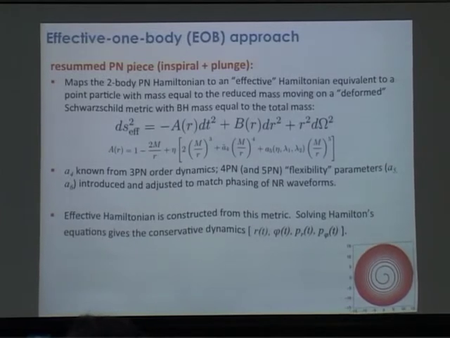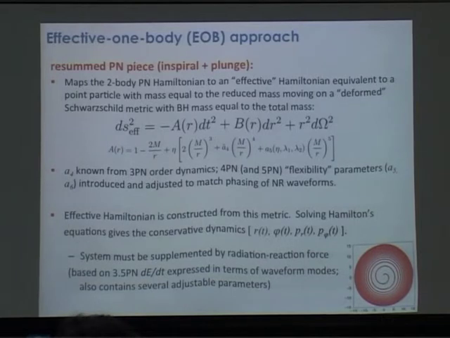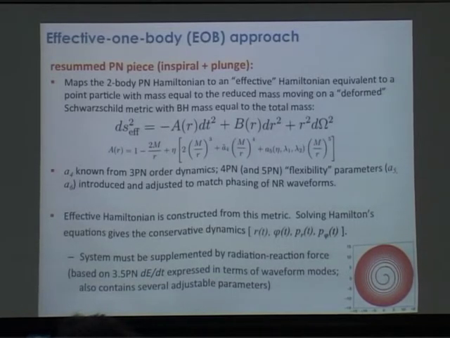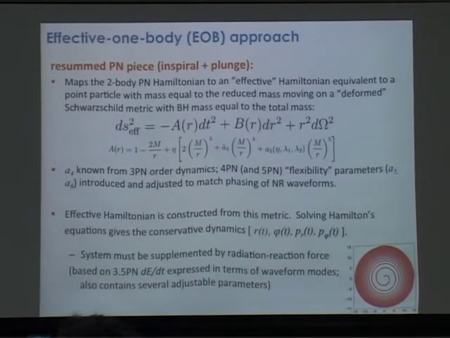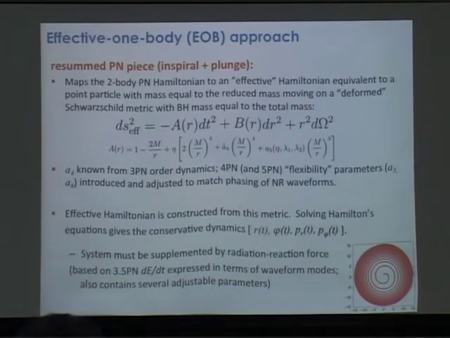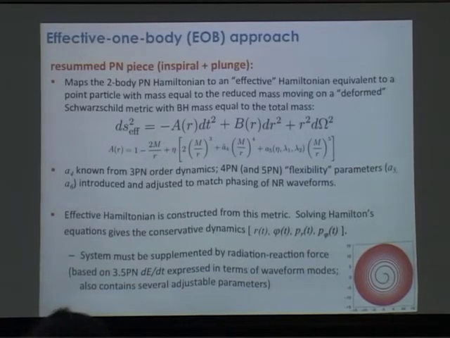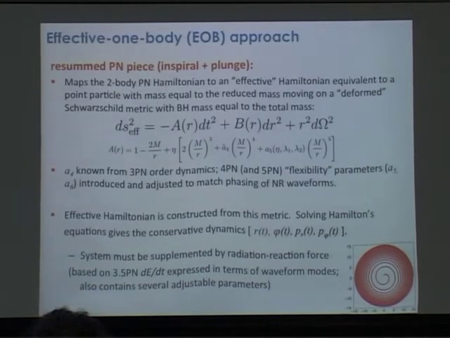I can then write down Hamilton's equations and solve them for the conservative pieces of the orbital motion. Okay? I have to supplement this, of course, with some dissipative piece of the motion. So the way you do that is you essentially add an extra term to Hamilton's equations, which is related to the energy flux. But you express the energy flux in some complicated way that depends on the waveform which you're actually trying to compute. So there's this iterative procedure that goes on.